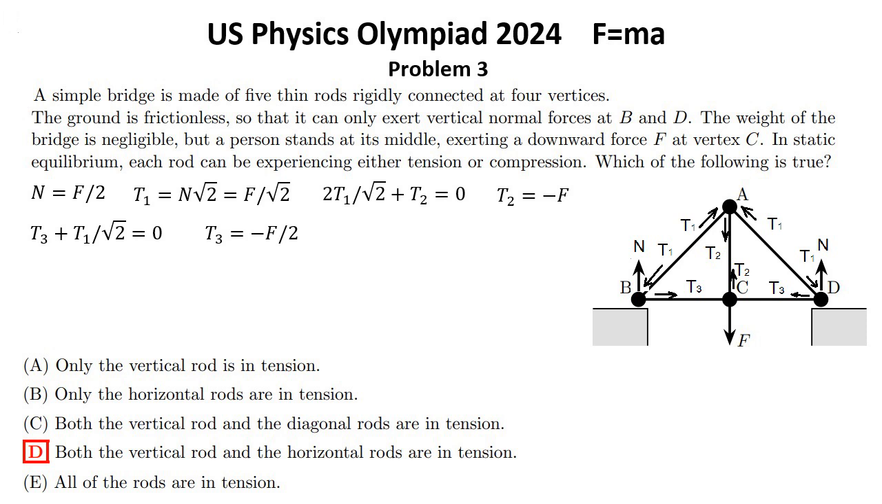Further, to balance the vertical component on point A, force T2 must be a tension force and is equal to F. And to balance the horizontal component on points B and D, force T3 must also be a compression force and is equal to F in half. Thus, the forces in the vertical and horizontal rods are tension forces, and in the inclined ones, compression forces. This is answer D, and this is the solution to problem number 3.